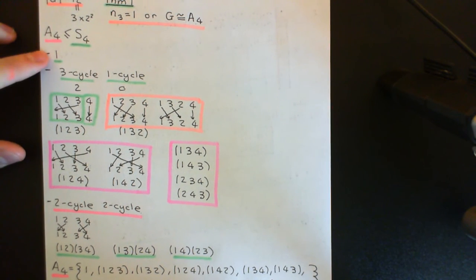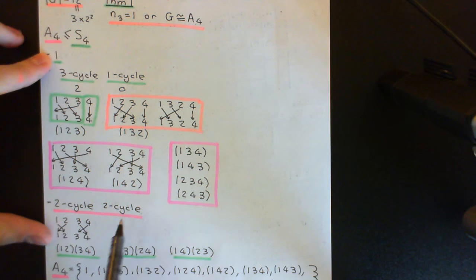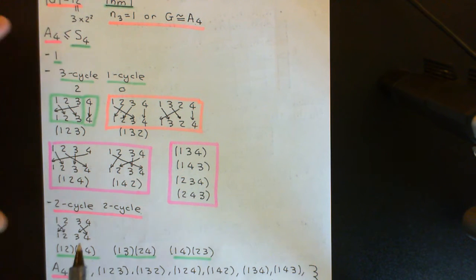In S4 we have the identity element, all of these 3-cycles with 1-cycles, the double transpositions, and then the things that we haven't shown, the odd elements, which are the single transpositions. You'll have 6 single transpositions and then 6 4-cycles. 4-cycles obviously have order 4. Transpositions have order 2. The double transpositions have order 2. So these are the only elements of order 3.